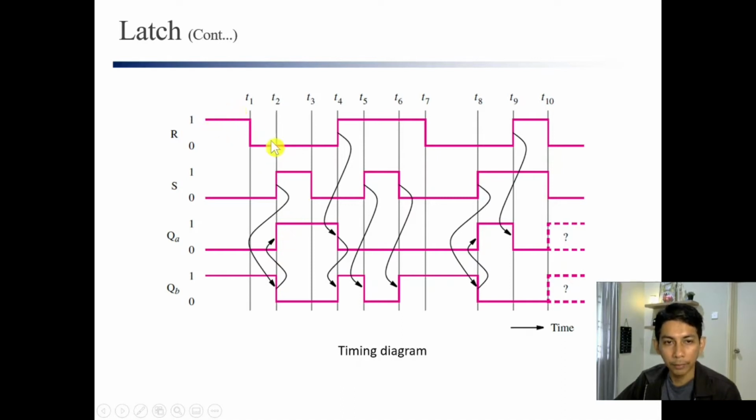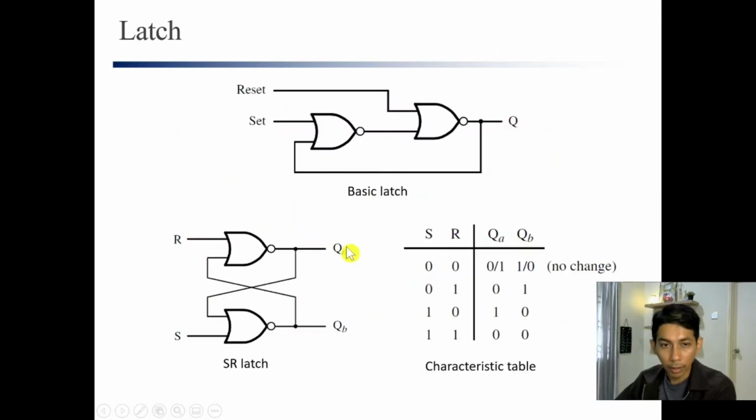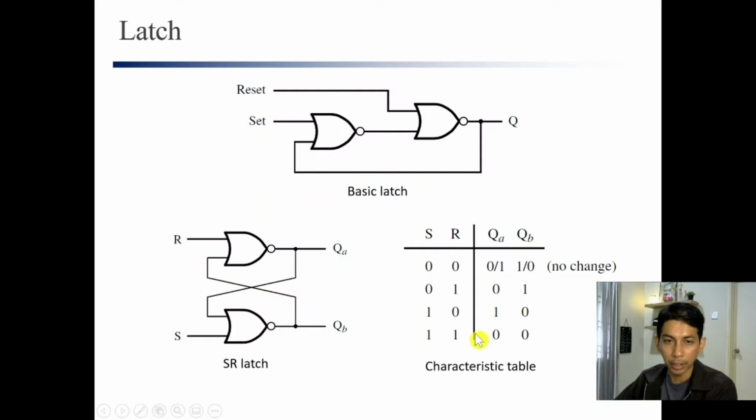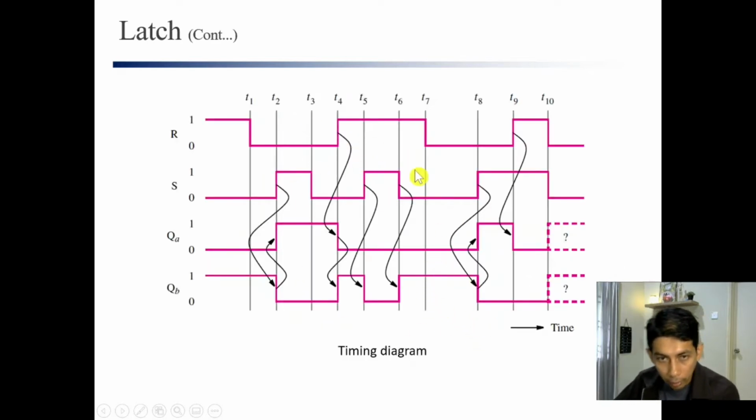But if R changes, this will change QA first. You can see that QA is the output from this gate and the input is R, so this will affect QA first before QB. So we can see that the arrow is like this. And how this goes to 0 and 1 is according to this truth table. You can go back and look for yourself how this is generated. All right, so quite simple.